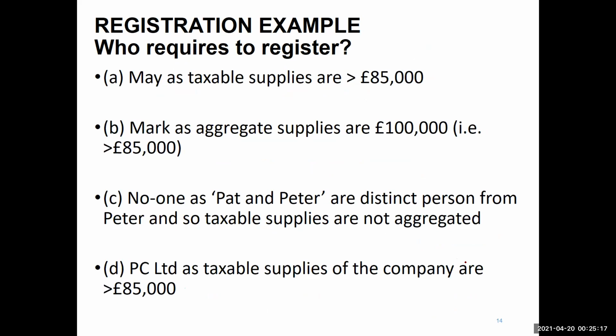Okay, the next slide gives us the answers. Like I said, May's own 90,000 exceeds 85, so yes. Mark, when we aggregate, is 100,000, it exceeds 85, so yes. Pat and Peter, when we aggregate them together as distinct persons, together it doesn't sum up to 85 or more. Peter has his own business standing alone. When we aggregate only per person, it also doesn't exceed 85, so no. PNC, owned by two guys, has a total amount of 200,000, which exceeds this, so we must register.